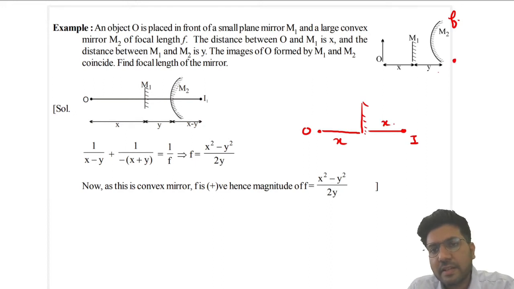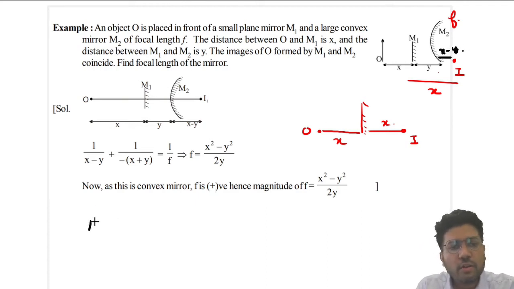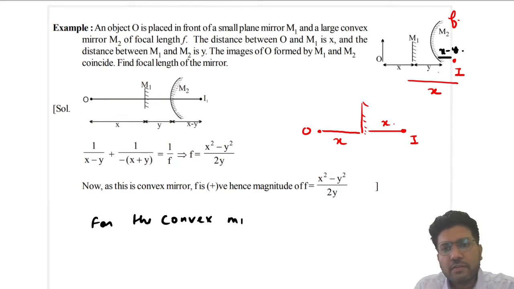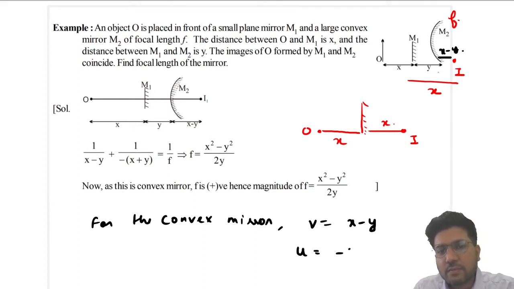So suppose the image is here, I. This distance is x. So if the image distance is x for this plane mirror, then what is the image distance for the convex mirror? See, if this is x, then this is how much? X minus y. So for the convex mirror, image distance is x minus y. Object distance is minus y, because it is in front. Sorry, not minus y, minus of x plus y. Object is in front, image is behind. Front distances are negative, behind distances are positive, right?